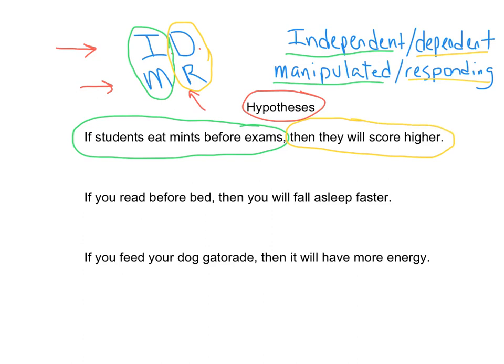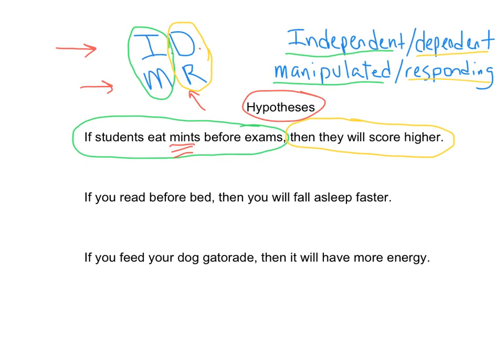For example, here we have a hypothesis. If students eat mints before exams, then they will score higher. Well, the independent/manipulated variable, that's always what you are testing to see if it works. In this case, we're testing to see whether eating mints will make the students do better. So mints is the independent/manipulated variable.